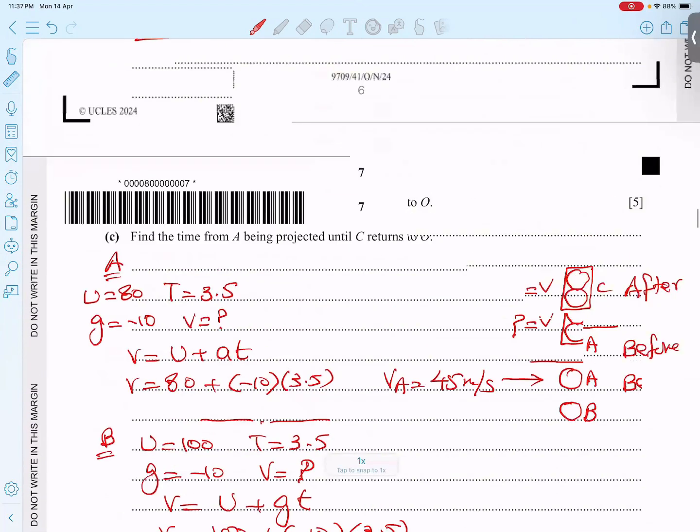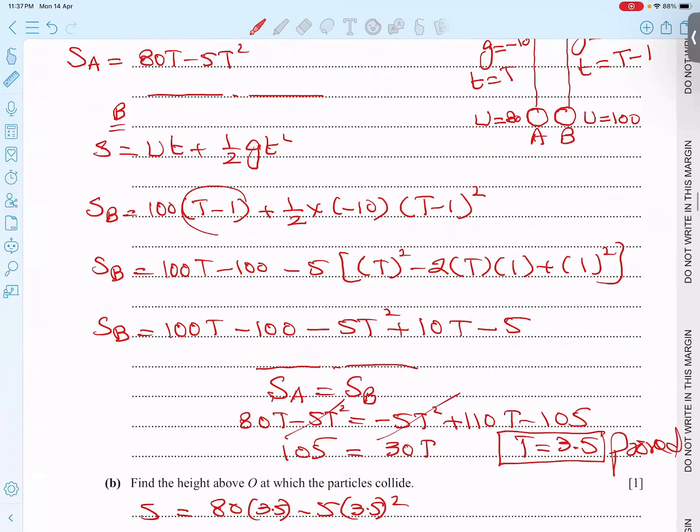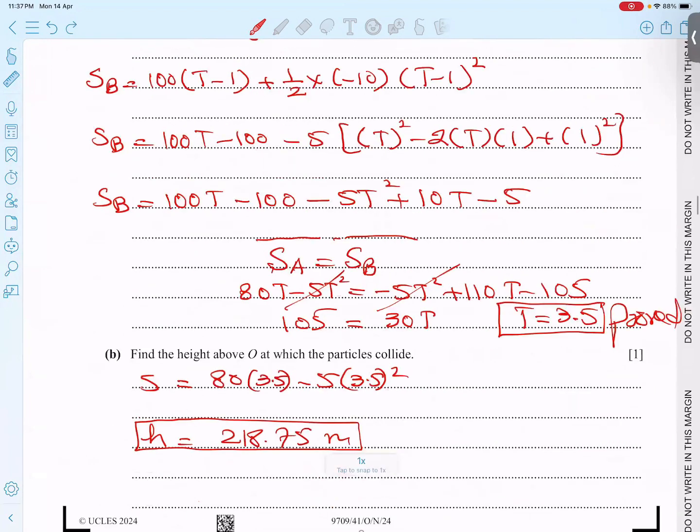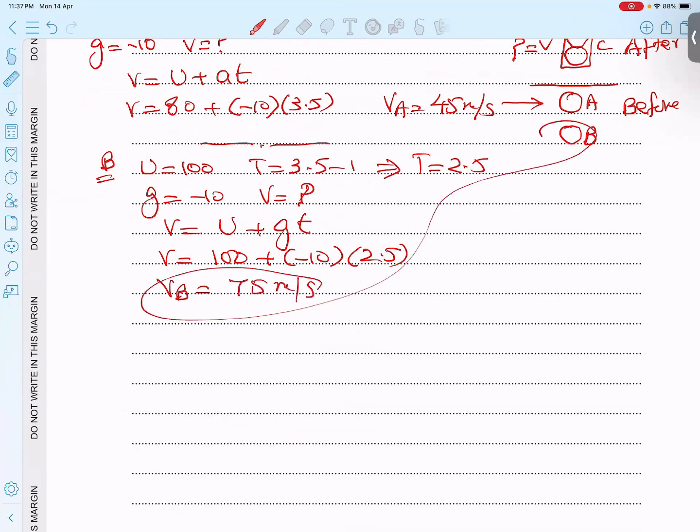One minute, let me check again. This is what I have to find. Make sure this is T minus 1, not T. Sorry for that. So this is T minus 1, and when T minus 1, this becomes 2.5. So I have to plug in 2.5 here, and that is why the velocity of particle B becomes 75 meters per second. So this is the velocity just before hitting for this one.